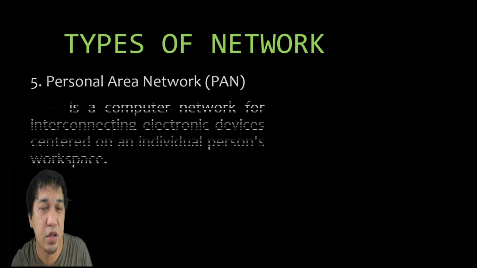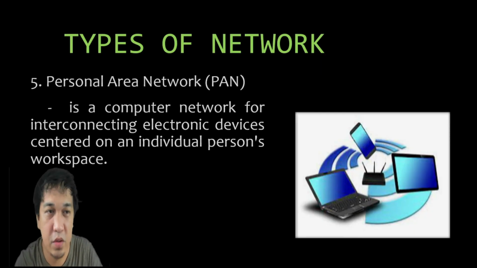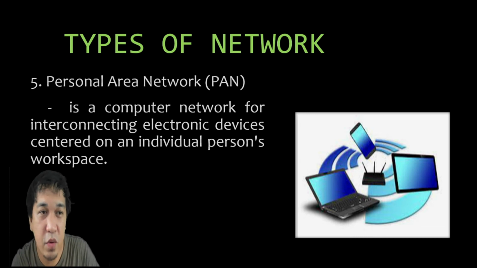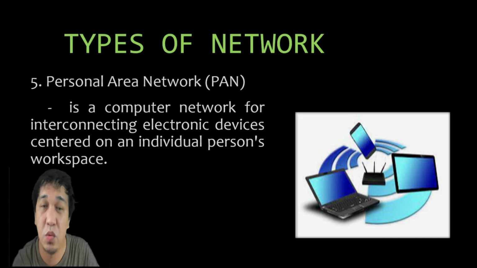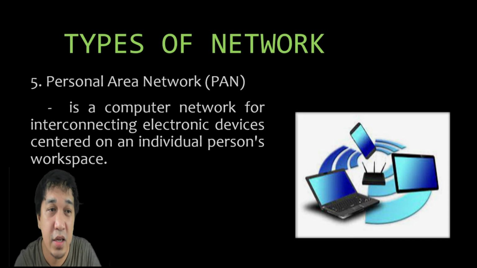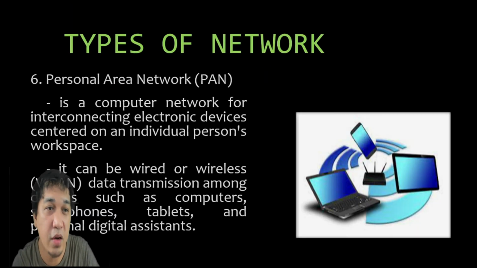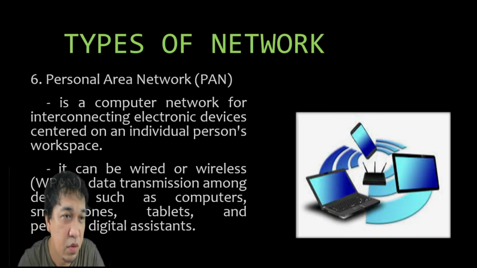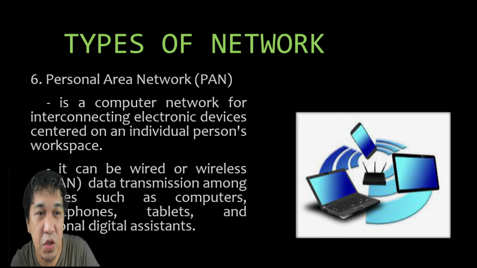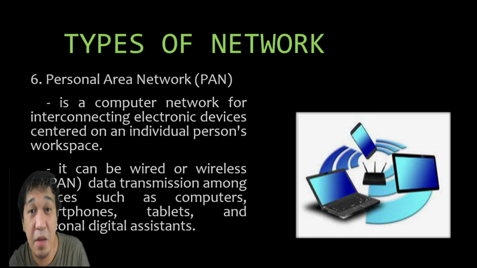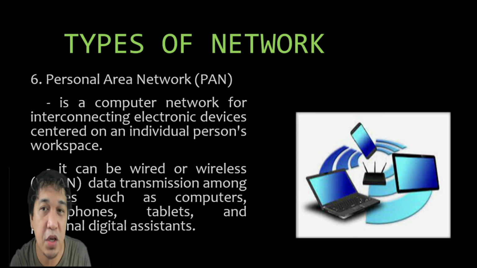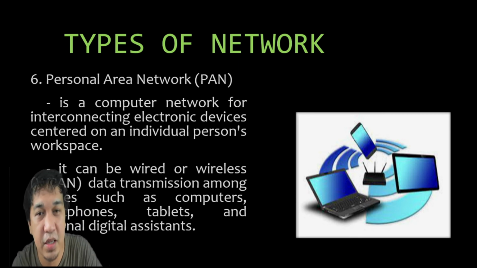Next is the Personal Area Network. It's a computer network for interconnecting electronic devices centered on an individual person's workspace. So it's a network within the range of an individual person. It can be wired or wireless. A WPAN allows data transmission among devices such as computers, smartphones, tablets, and personal digital assistants. This type of network can be used for establishing communication among these personal devices.